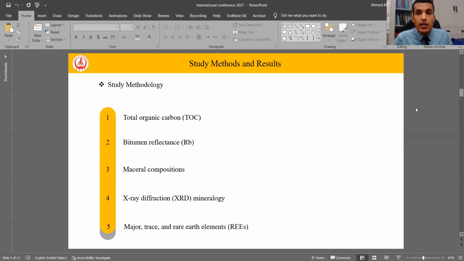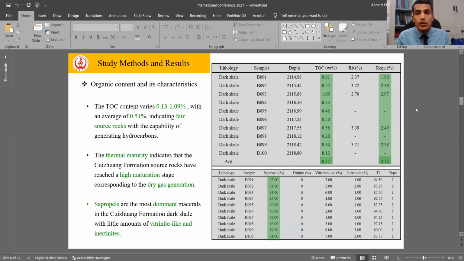However, we used some methodologies for analysis of organic and inorganic chemistry. For the organic chemistry, we use the total organic carbon and bitumen reflectance, and also maceral compositions. For inorganic chemistry, we use the mineralogy, major, trace and rare earth elements. So now let's move to the results.